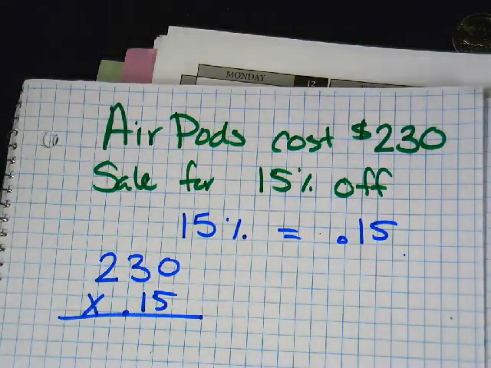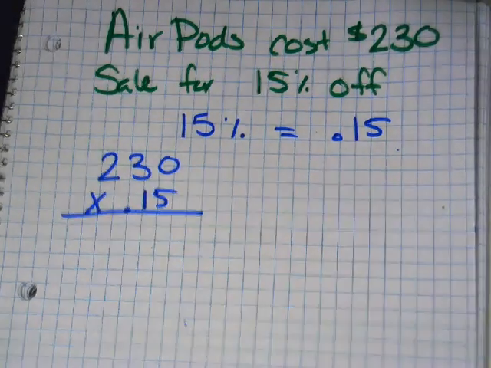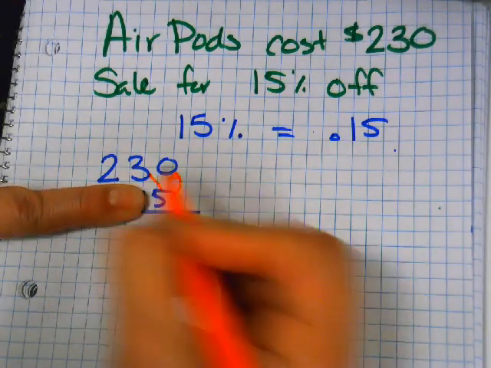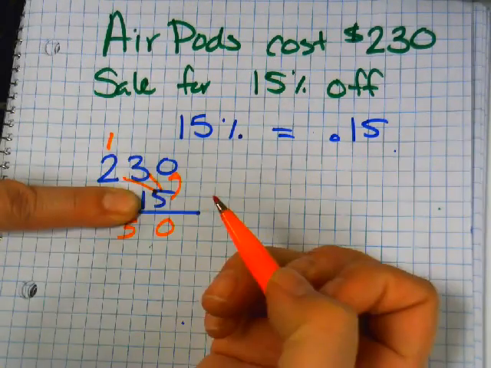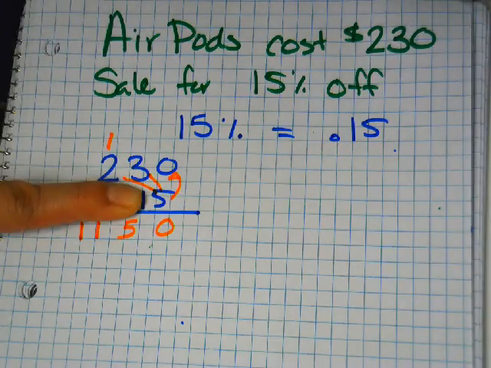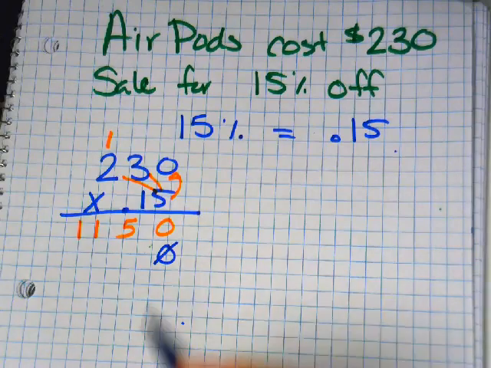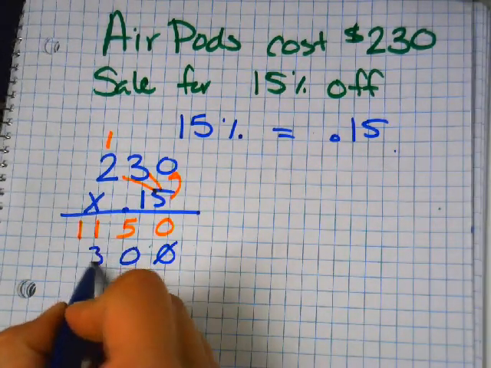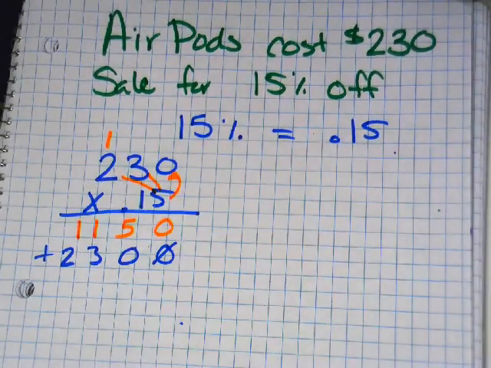This is where you take the 5 and multiply everything times 5. 5 times 0 is 0. 5 times 3 is 15. Carry the 1. 5 times 2 is 10 plus 1 is 11. So I multiply everything times the 5. Now I'm going to add a placeholder 0. And now I get to multiply everything times 1. 1 times 0 is 0. 1 times 3 is 3. 1 times 2 is 2. Notice everything has to be lined up. You got to be nice and neat when you multiply it.